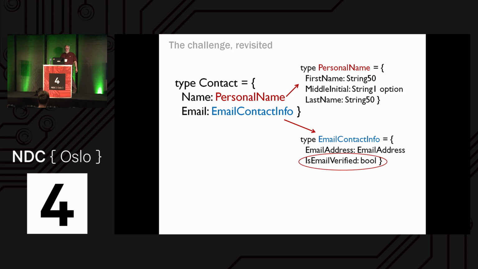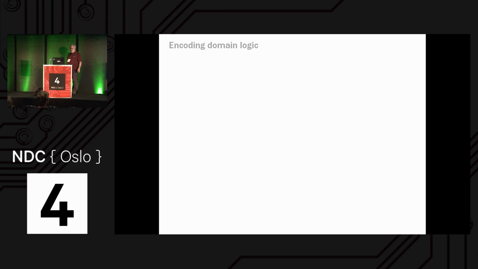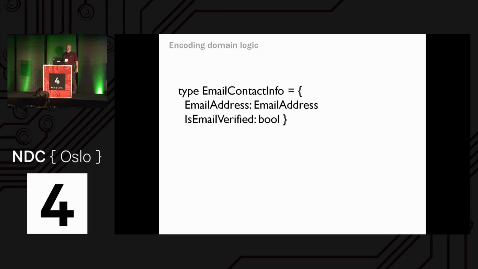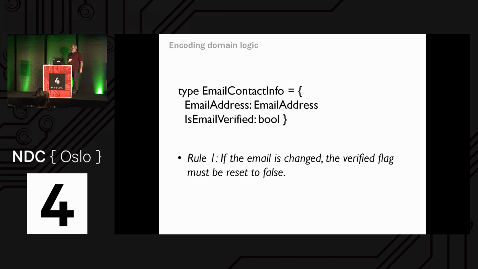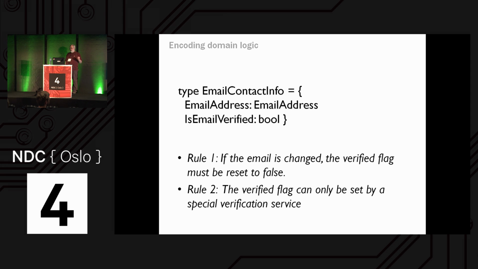All right, there's one thing we forgot about, which is this email verified flag. So let's have a look at that in more detail. There's some rules around this, okay? If the email has changed, we have to reset it to false, okay? And we should have a rule that we can only set the verified flag by a special verification service. Because when we verify, you click the link and there's some kind of hash code, you check the hash code matches the email, and if that's all good, we've got a verified email. We want to make sure that that rule is followed.